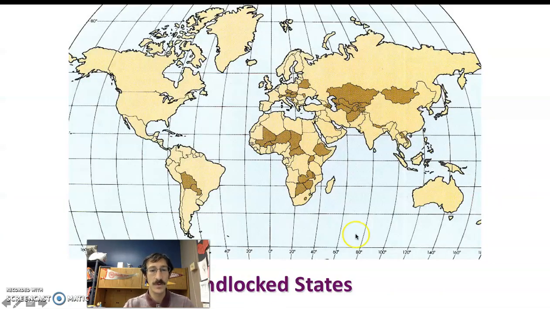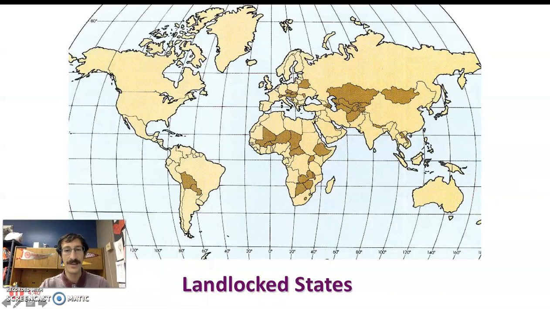And then just so you can see this globally, here are all your landlocked different countries. Not a whole lot in the Americas, but we have two. Most of them are in Africa, Asia, and parts of Europe. But again, keep in mind that even though they have sea access, they don't have access to the actual oceans. That's the big key.